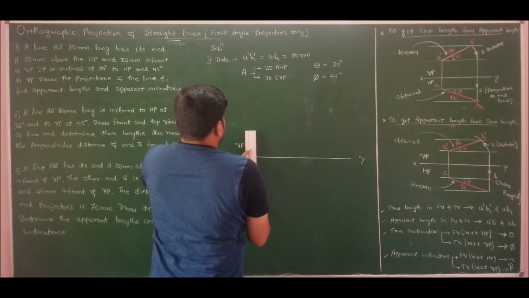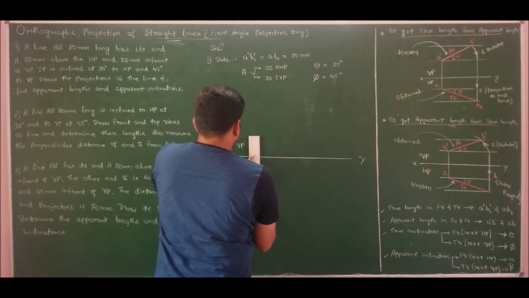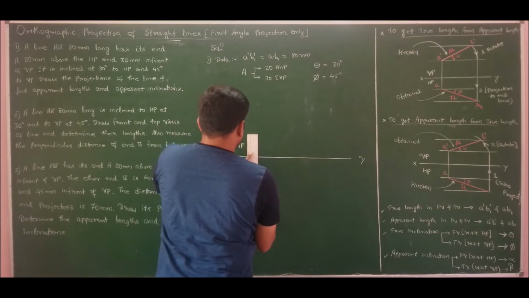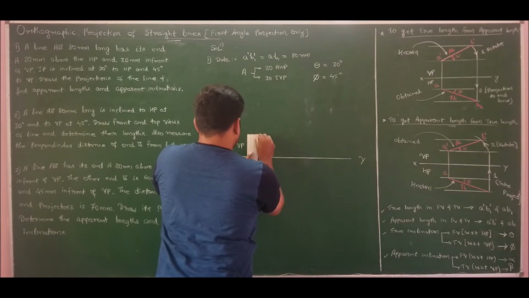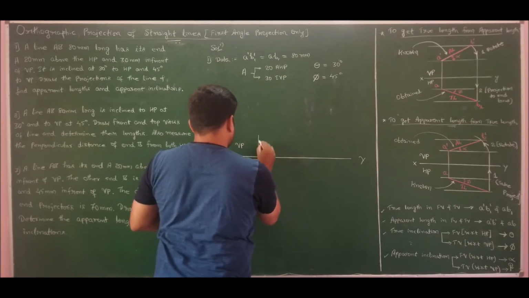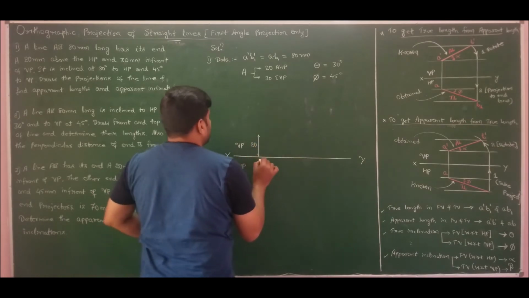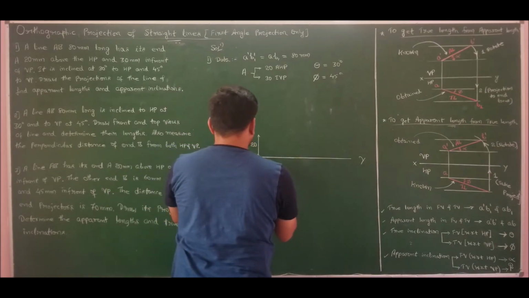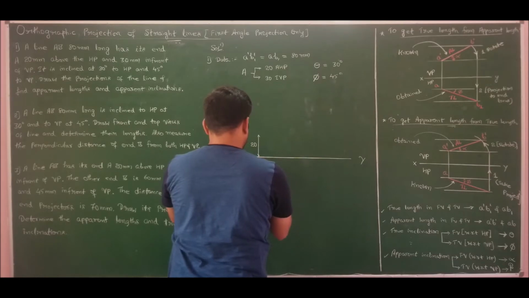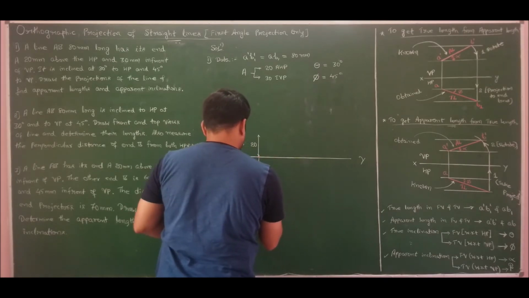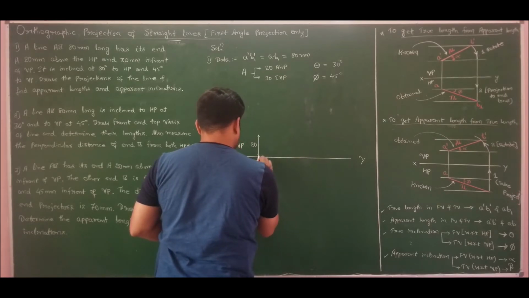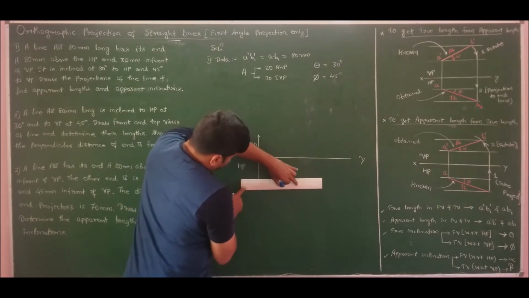Point end A of the line is 20 mm above HP, show it in the vertical plane. So I fix the locus. Locus is specified as 20 mm above HP and 30 mm in front of VP. Now fix the locus.